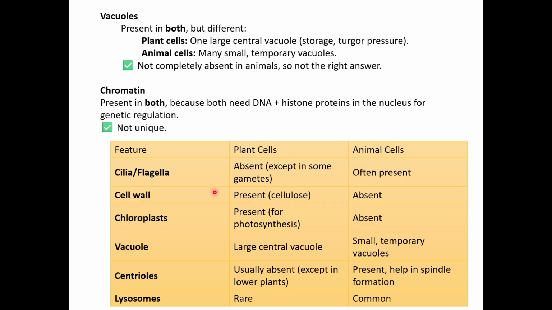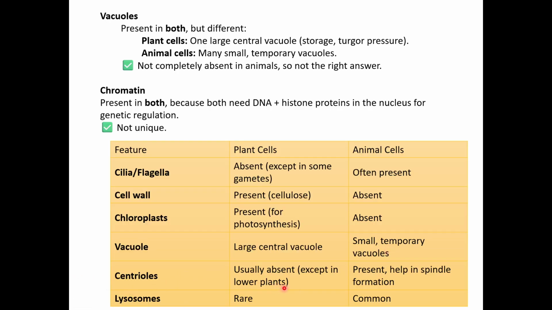So this is the table of what is present. Cilia or flagella are usually absent in plant cells, except in gametes of some, but often present in animal cells. Cell wall is present in plant cells, made of cellulose usually, and it is absent in animal cells. Chloroplast is a hallmark of photosynthetic plant cells, and it's not present in animals. And a large central vacuole is present in plant cells, and small temporary vacuoles are present in animal cells. These vacuoles sometimes also come due to stress conditions, etc.